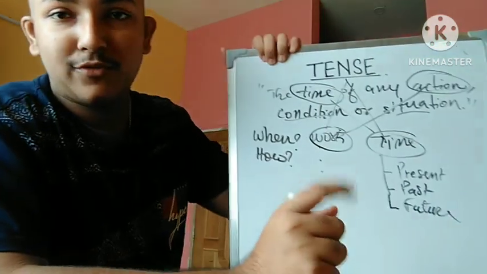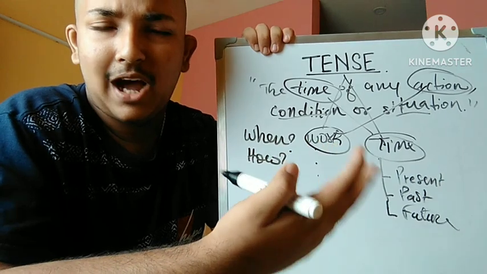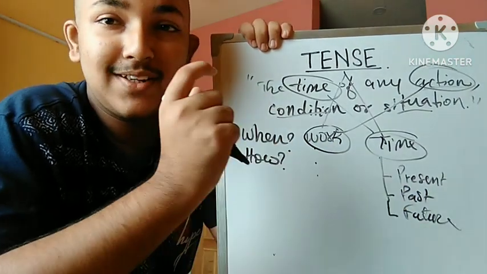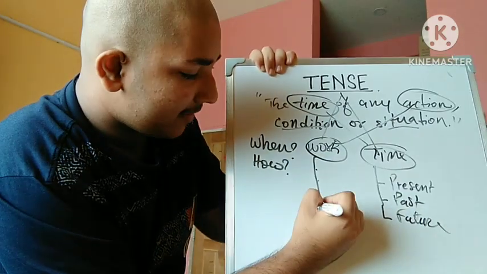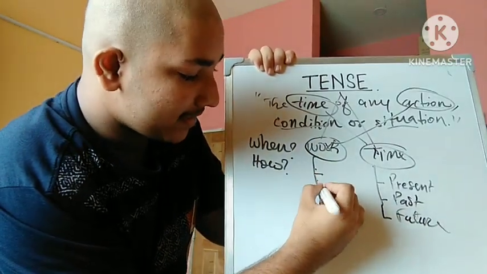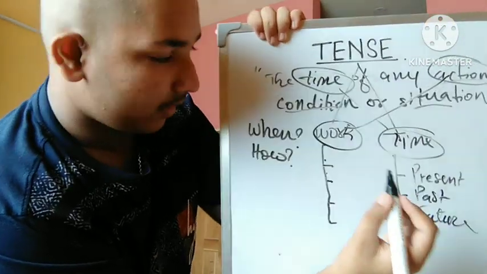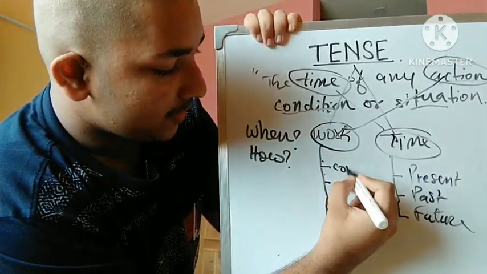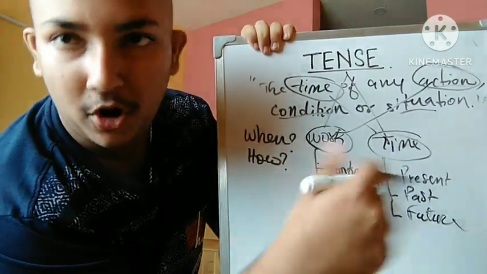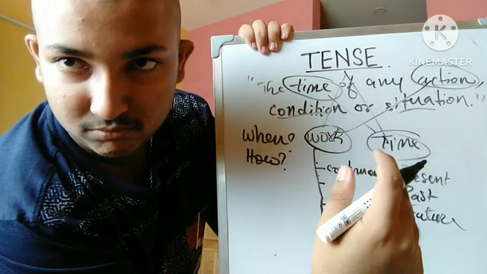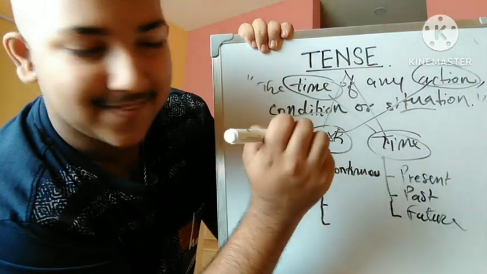And on the basis of work, we can categorize tense into four subtopics. This shows how the work is done, what is the type of work we are doing. So it can be categorized into four subtopics. That is, continuous, meaning something is going on. I am eating, he was going. Then we can use continuous tense.